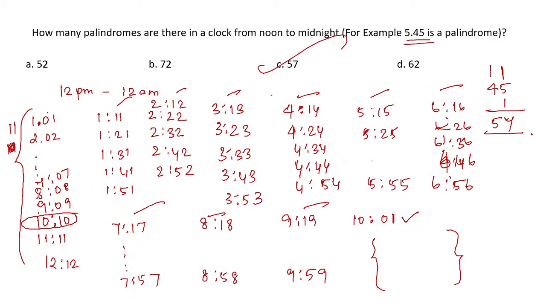Again, I'd like to repeat, right from 1:01, we can take 12:12, but 10:10 is not added because it's not a palindrome. And in between 1 o'clock to 2 o'clock, we have 5 palindromes. Likewise, 2 to 3, 5, 3 to 4, 5, 4 to 5, 5. So until 9 to 10, we have 9 times the 5 plus this one number, 10:01. Okay, perfect. So let's move on with the next question.